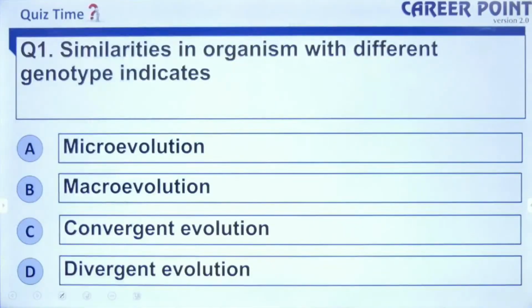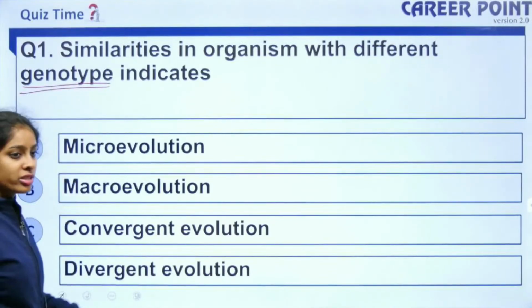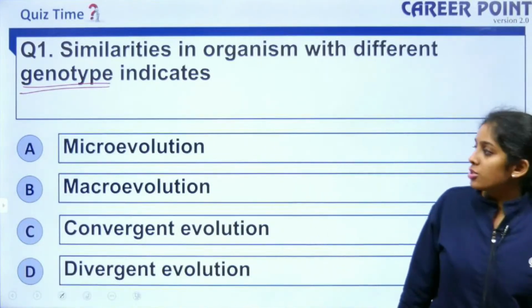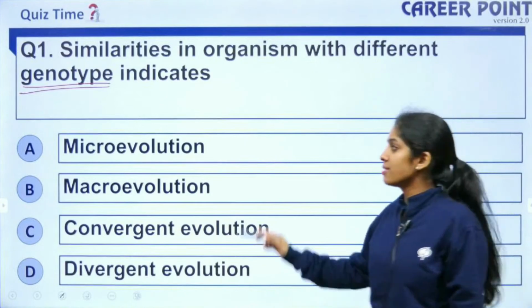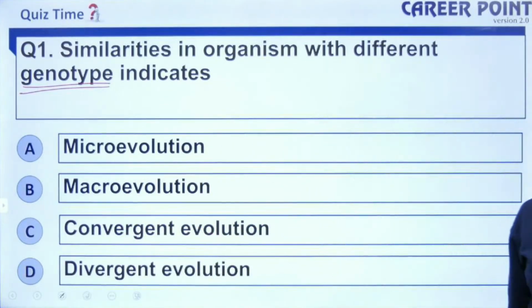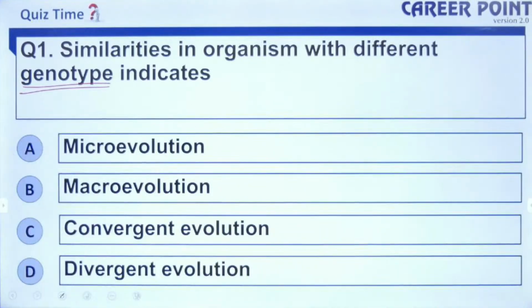Question number 1. Similarity in organisms with different genotype indicates which type of evolution? Similarities in organisms with different genotype. Genotype is the genetic makeup. So now give me the answer. Is it called microevolution, macroevolution, convergent evolution or divergent evolution? So quick, make it quick.